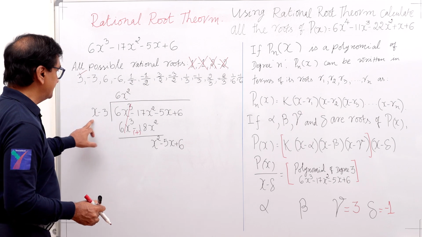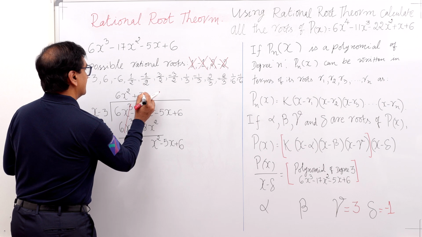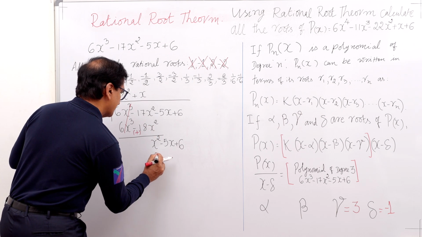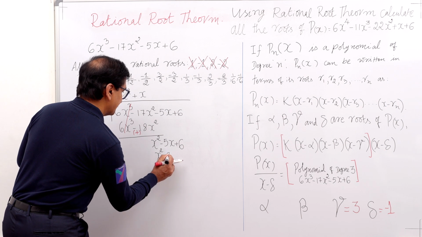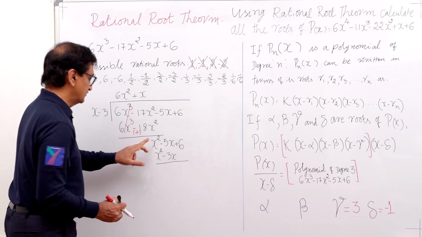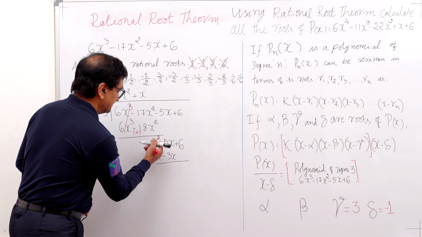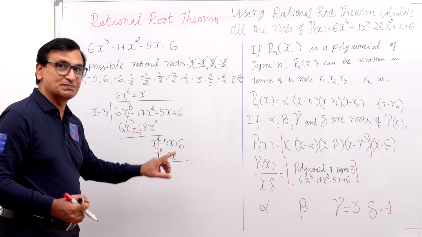Next, I have x here, x square here. So 6x square plus x. So x square minus 3x, correct? So x square, first term gets cancelled, you have a plus here. So minus 2x plus 6.